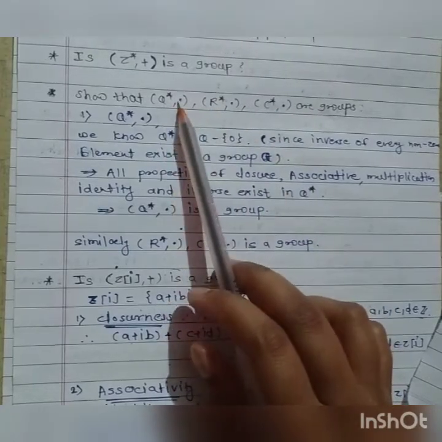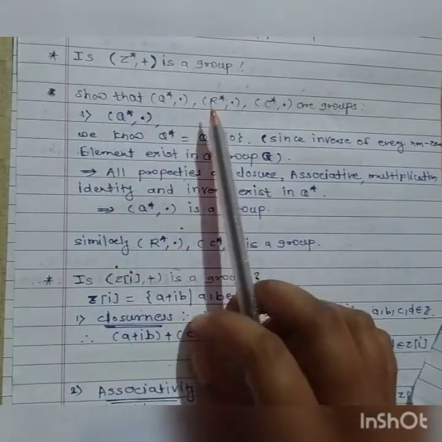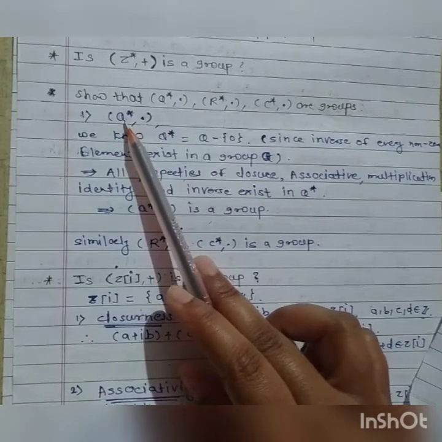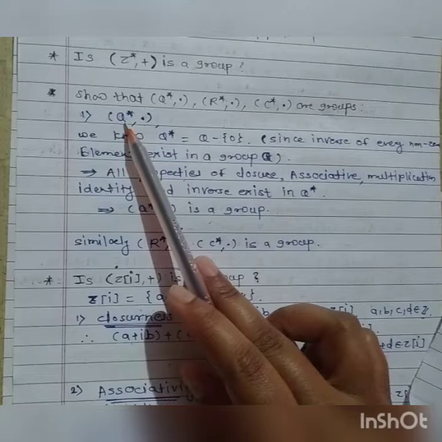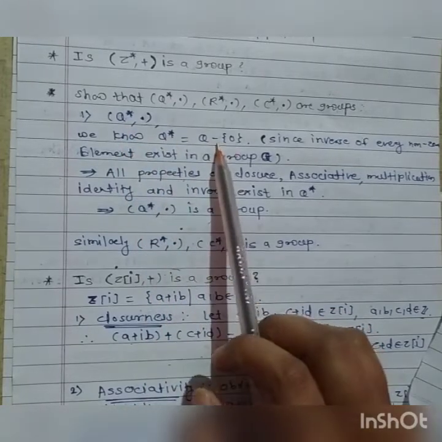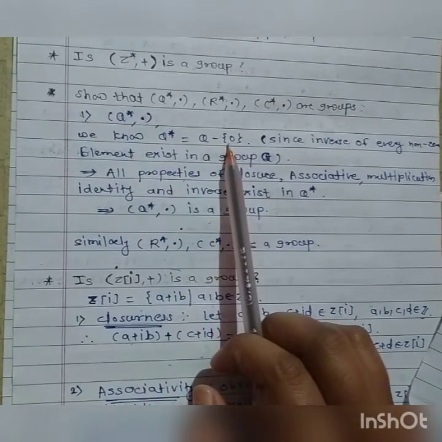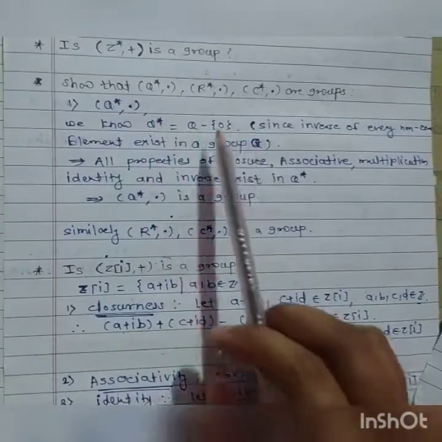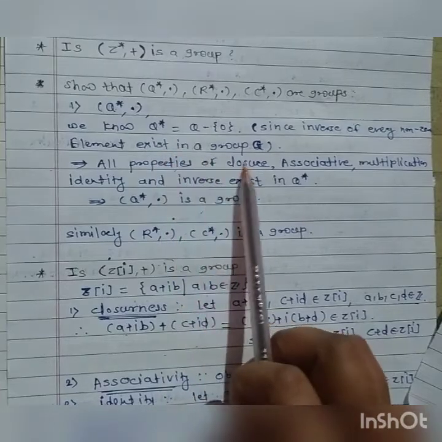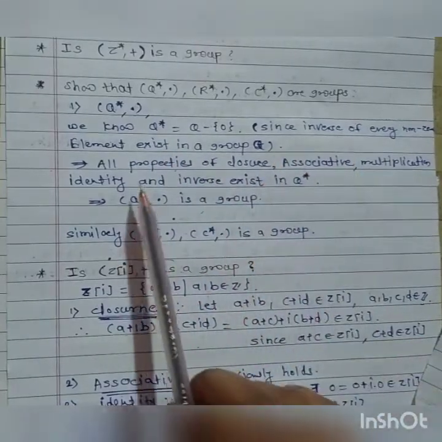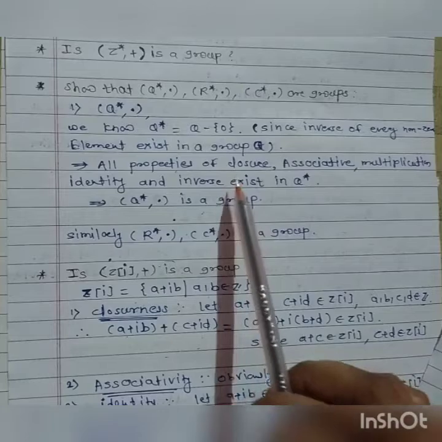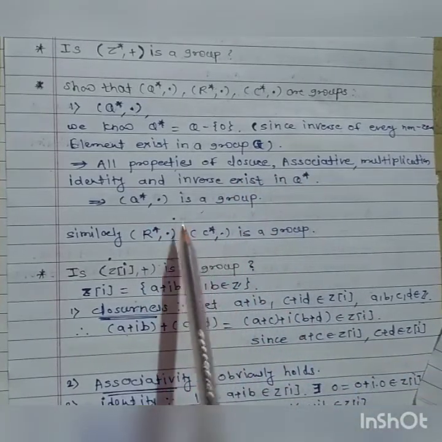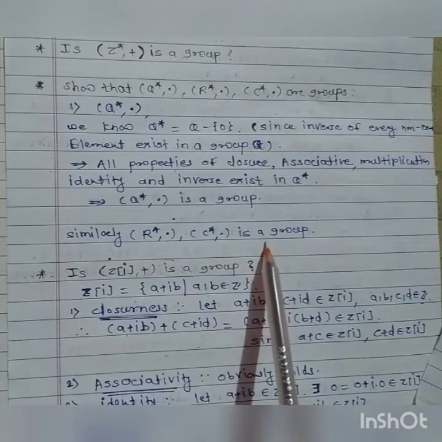Now the next is to show that Q star dot, R star dot, C star dot are groups. We first consider Q star dot. We know that Q star is the set of all the elements in Q whose inverse exists in Q. Therefore every non-zero element has an inverse in Q, so Q star is equal to Q minus singleton 0. Excluding 0, every element has an inverse in Q. And in Q all the properties, closure, associativity, identity and inverse of every element, exist. Therefore Q star dot is a group. Similarly R star dot and C star dot are also groups.